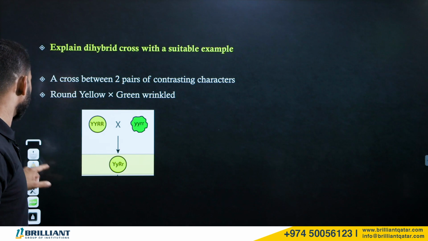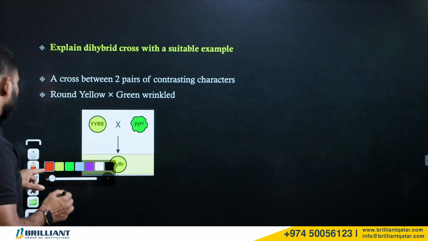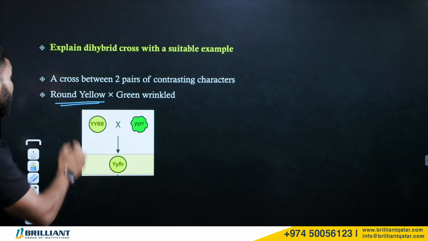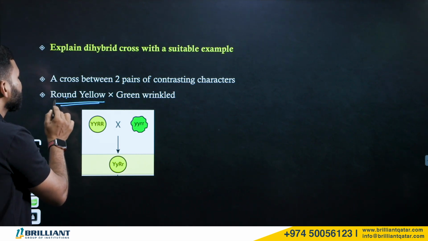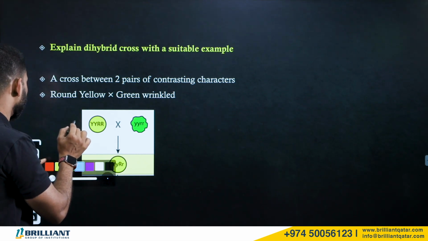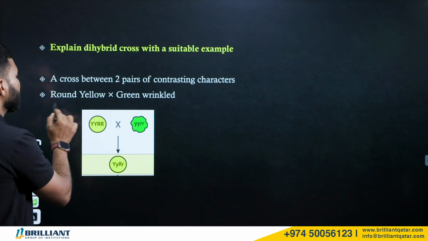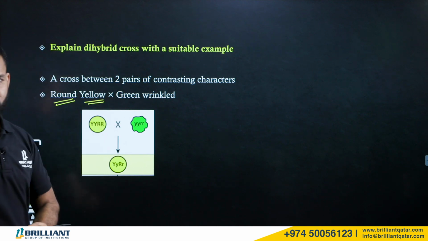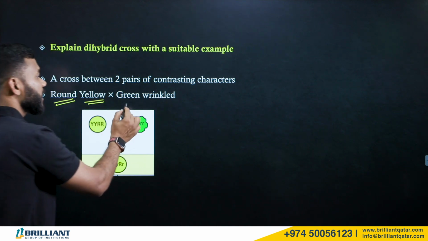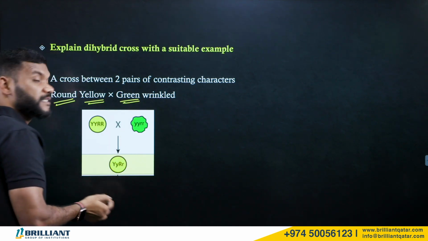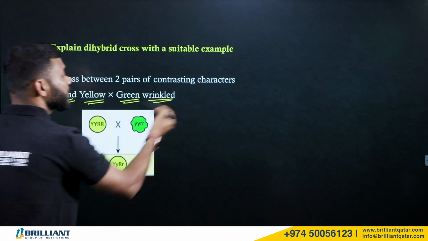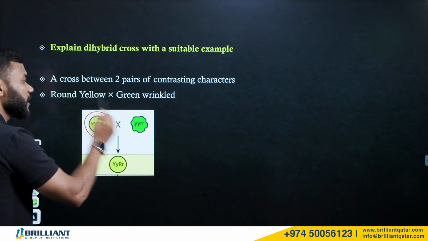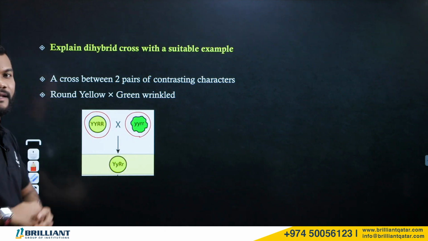Okay. Now let us see here. We are crossing a round yellow seed. That means the shape of the seed is round and the color of the seed is yellow. Now it is crossing with another seed which is green in color and wrinkled. You can see the shape of that. That is a round yellow seed crossing with a green wrinkled.